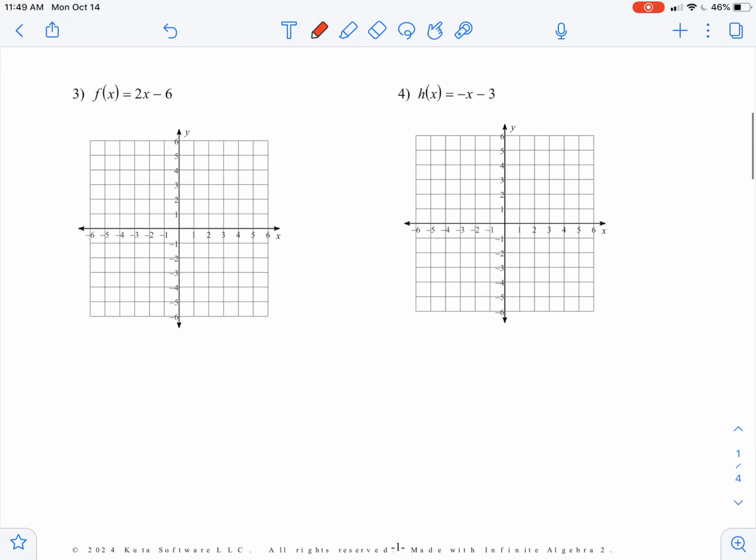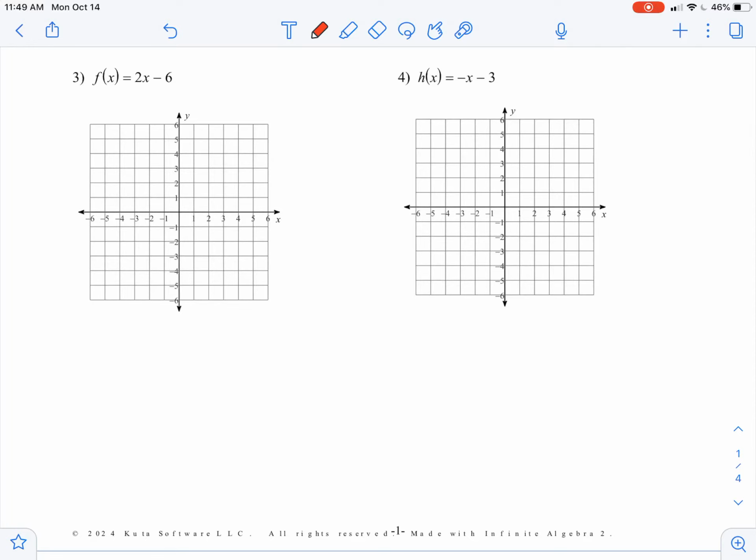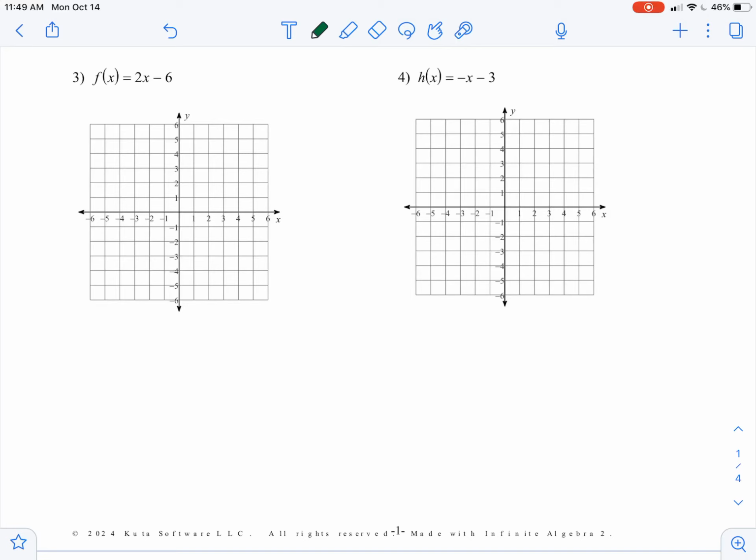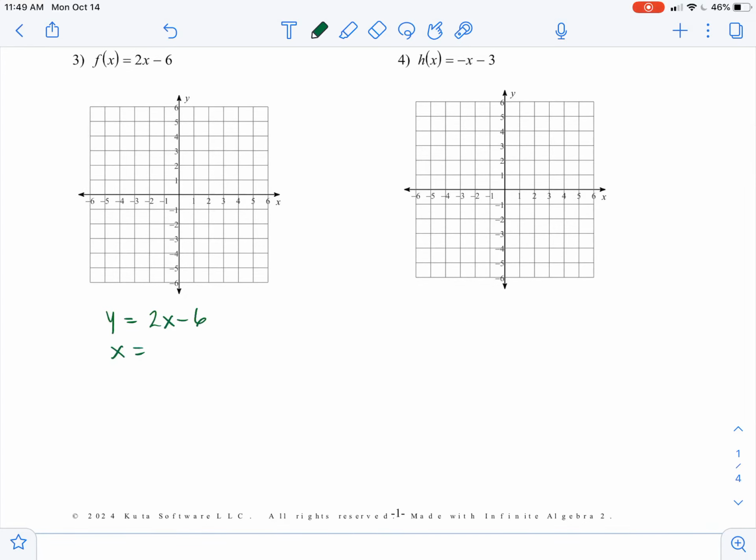Let me run through another one with you. And this one actually has the x and y and f of x in it. So the first step again is to change f of x to y. Next step is to switch the x and the y.